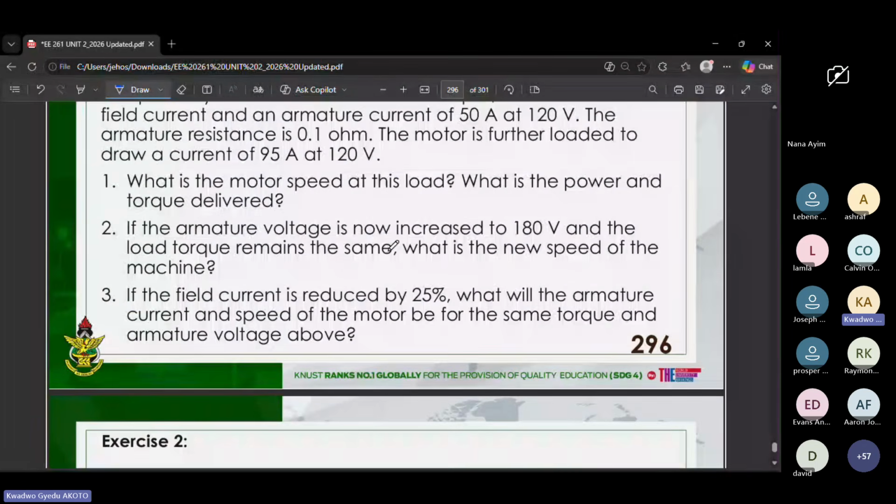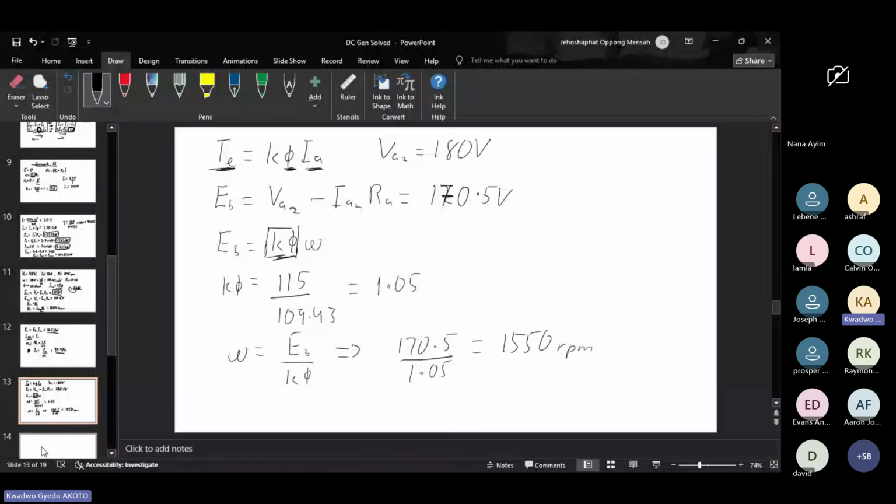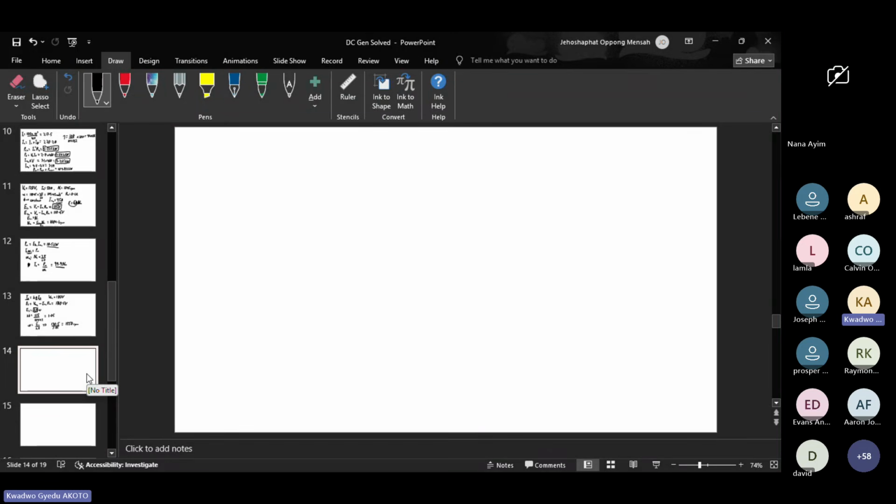So torque remains the same, but phi changes, right? So what does that mean? That means that our IA is going to change, right? So we need to find our new IA, use that IA to find our EB at this reduced flux, and then use that EB to find our speed, right?